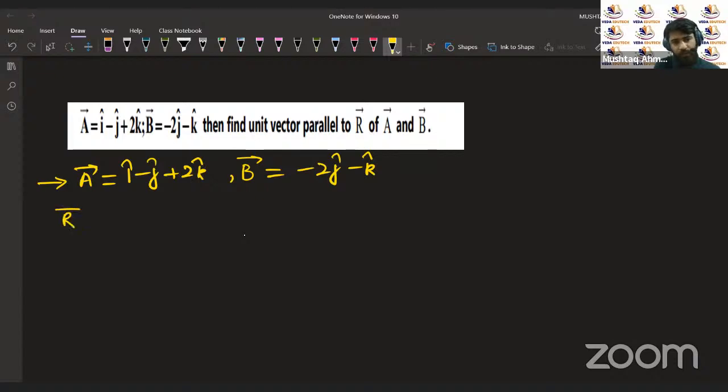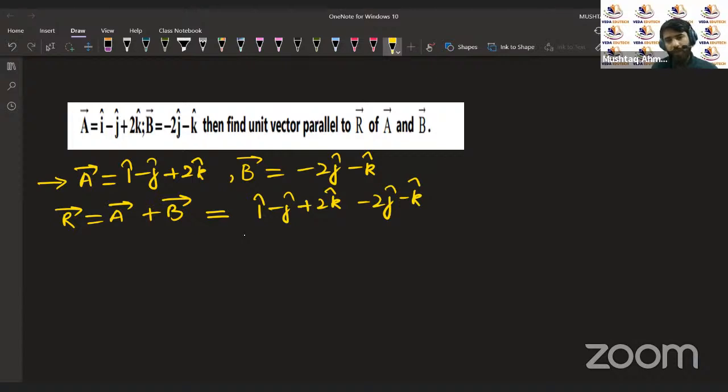So the resultant of these two vectors, it's r vector, that's a vector plus b vector, and our a vector is i cap minus j cap plus 2k cap, and our b vector is minus 2j cap minus k cap. So once again, we'll be adding the x component of one vector with the x component of another, and the y component of one vector with the y component of another. So i cap, there's no x component of b vector, so it will be i cap here only. Minus j cap minus 2j cap, it will be minus 3j cap, and plus 2k cap minus k cap, it will be k cap only, right?